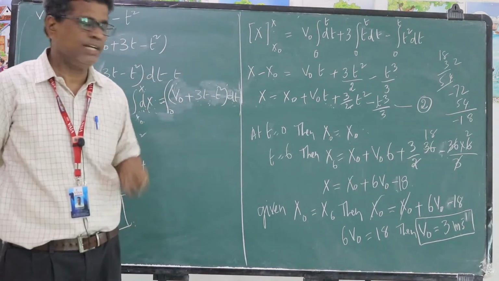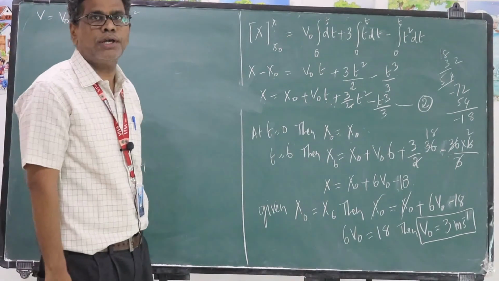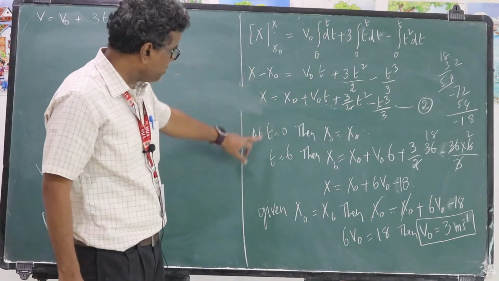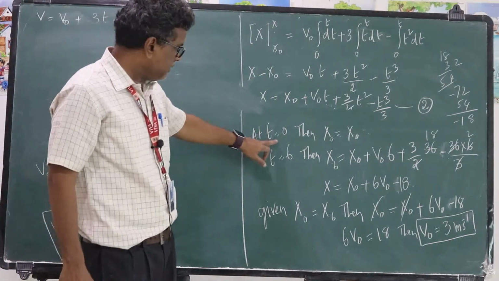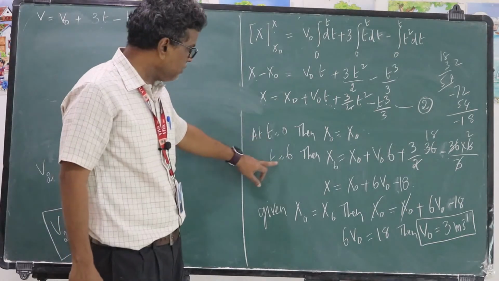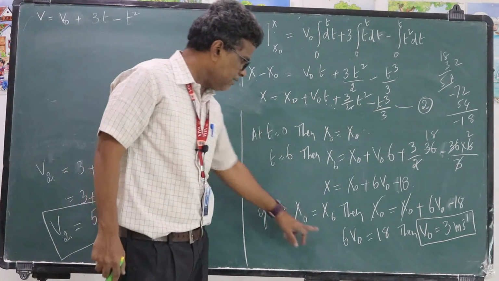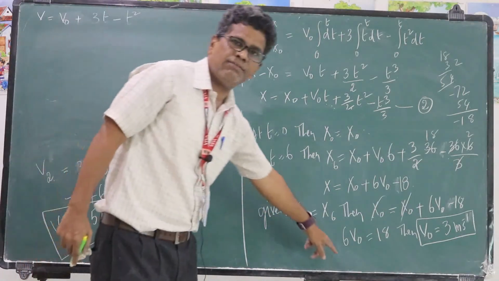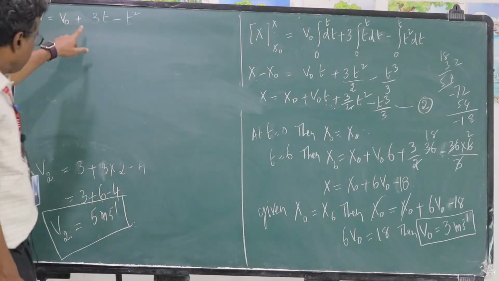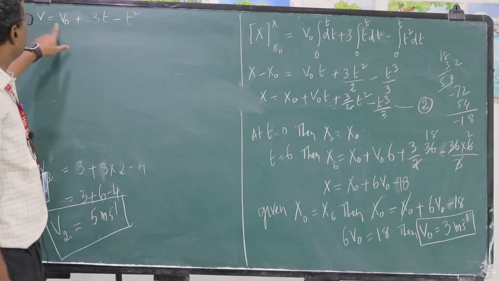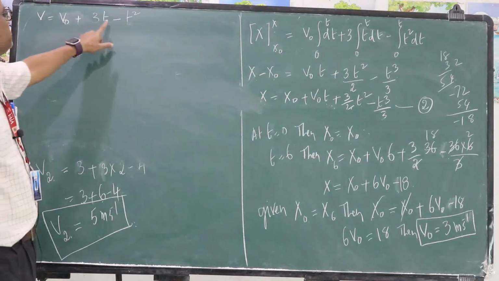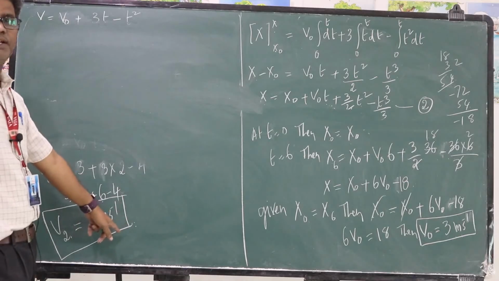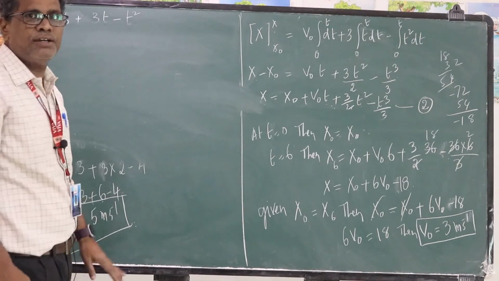After getting the position, you equated at the 2 instants of time, t is equal to 0 and 6 seconds. I equated, then I got the initial velocity. That is the answer for the first one. The second one is we want the velocity at 2 seconds. So in the velocity expression, I substituted t is equal to 2 seconds. Then I got velocity as 5 meters per second. This we did. Okay, next model.